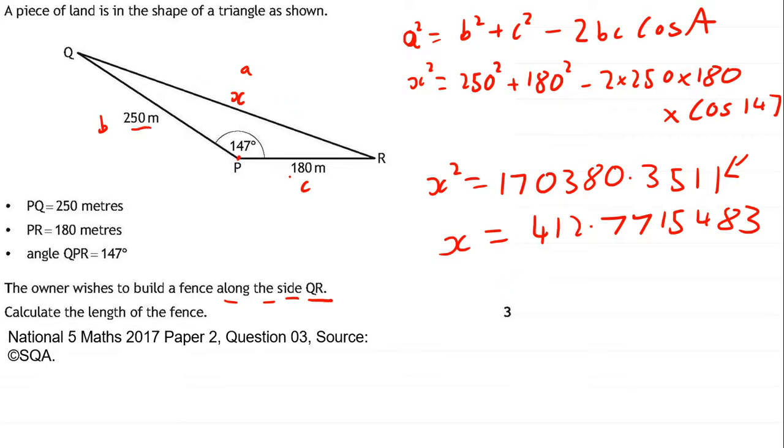This is 250. This is 180. This is the larger side, so something around 400 makes perfect sense. Again, we need to round this to significant figures because it hasn't said one decimal place or anything like that. So I'm just going to do it to 3 significant figures. And I'm going to use my units, which are metres in this case. Again, notice that this is paper 2, so we're allowed to use the calculator in this question. And in fact, we're going to need to use the calculator to work out cosine 147.